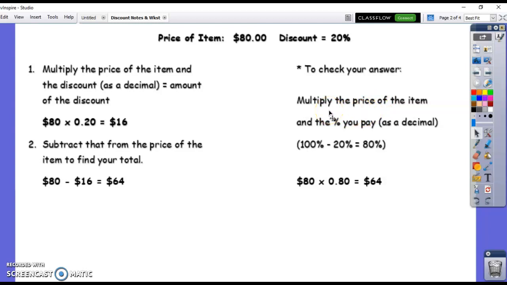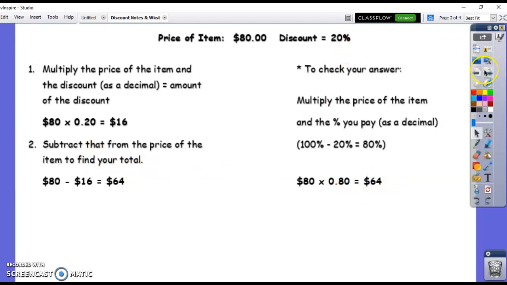To check your answer, figure out how much you do have to pay. So again, take your 100%, subtract the discount percent. So 100 minus 20%, that gives you 80%. Multiply the amount of the item times the percent as a decimal that you pay, and you should get $64. So these should match when you do that. So you can check to make sure that that is correct. And when we do our examples, I'm going to go ahead and show you that.